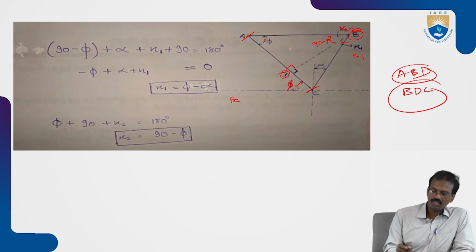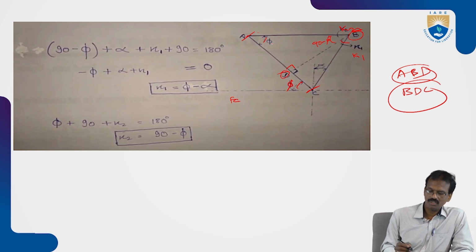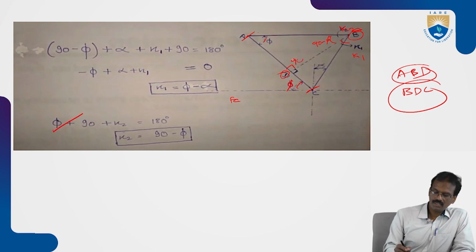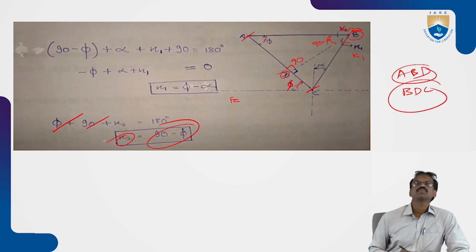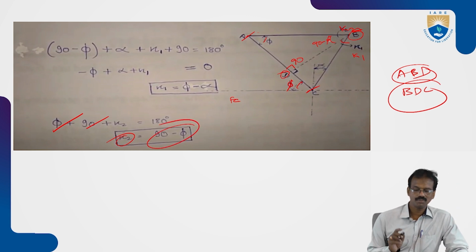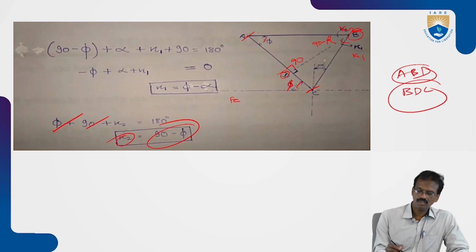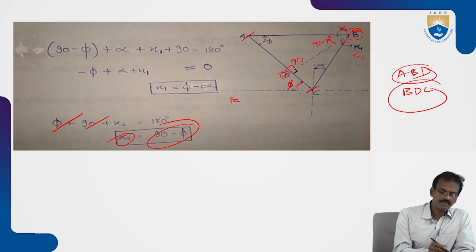Okay, so first we will take triangle ABD. For all triangles, the sum of angles in a triangle is equal to 180. You know this one. This is phi, the first one. Next, this angle is equal to 90. This is nothing but K2. Okay, phi plus 90 plus K2 is equal to 180. Then K2 is equal to 90 minus phi. So this is 90 minus phi. You know this one. Next we have to find out this triangle, triangle BDC.